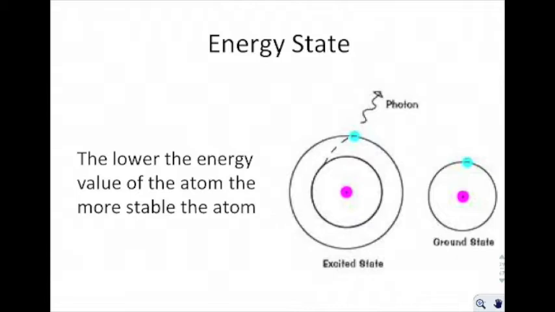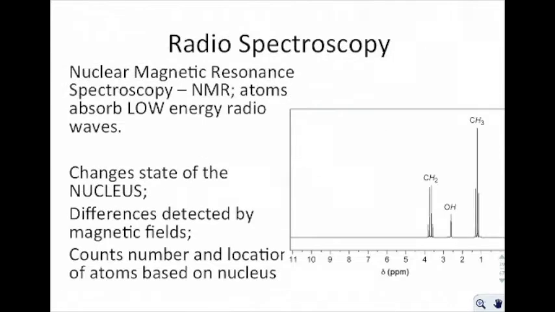So we have the energy state. The lower the energy state of an atom, the more stable an atom is. We've talked about that, so you should know the difference between an excited and a ground state. We can use the transition between the excited and the ground state to learn information about various molecules.